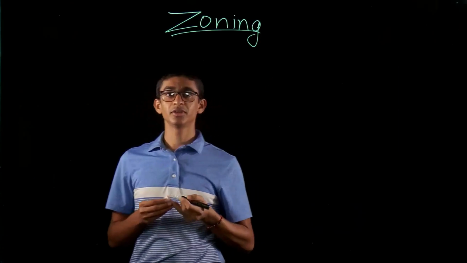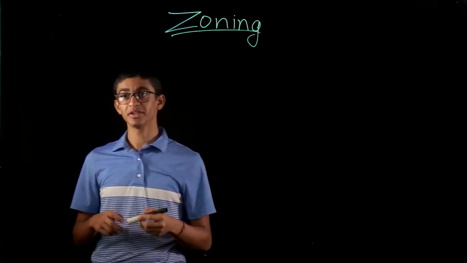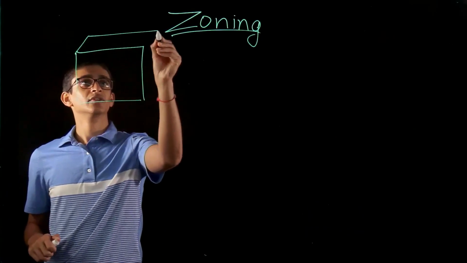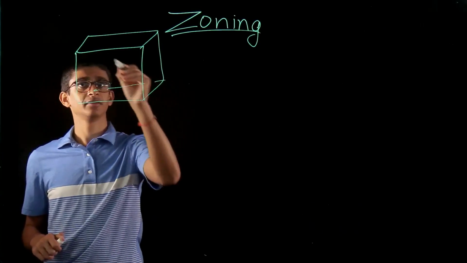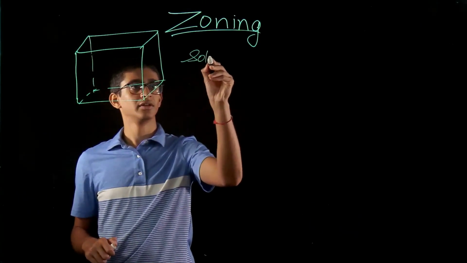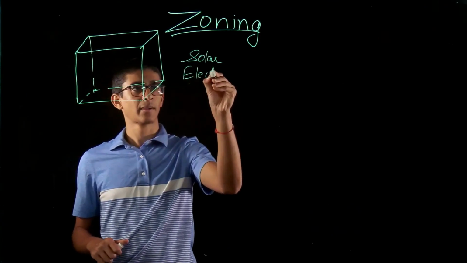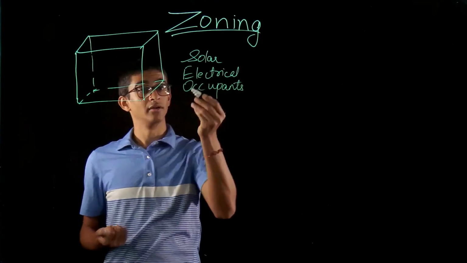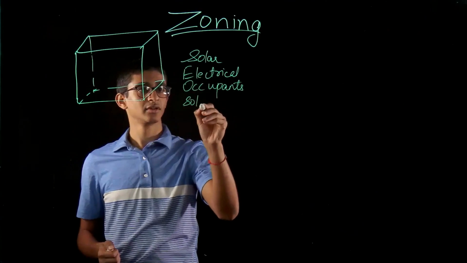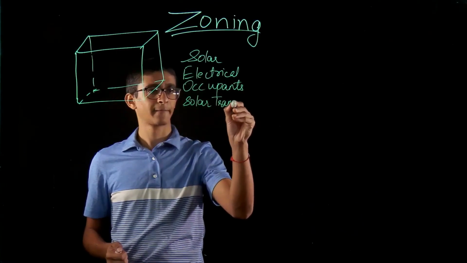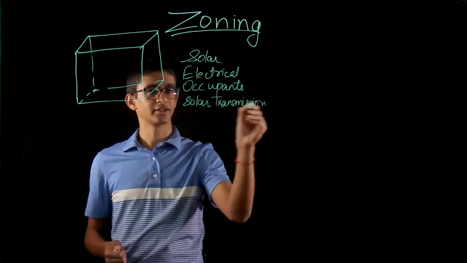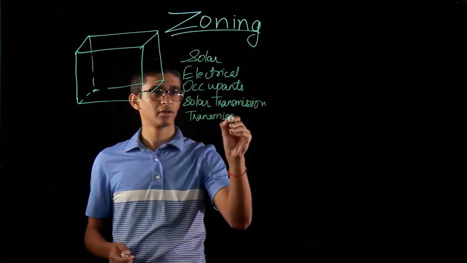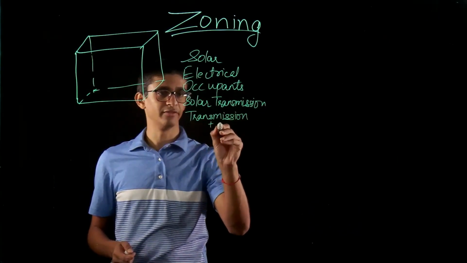So earlier, when I explained the steady state building load calculations, what we assumed was, let's say we have a building given. The different types of loads acting on the building were solar, electric or internal heat gain, occupants, solar transmission, and conduction or transmission, which also includes the infiltration load.